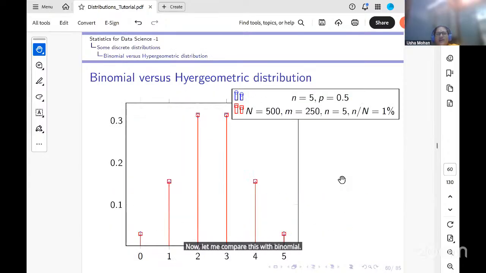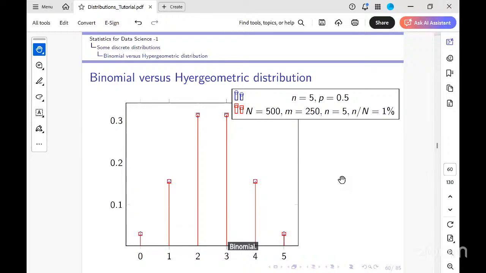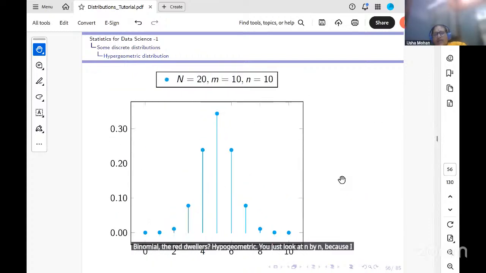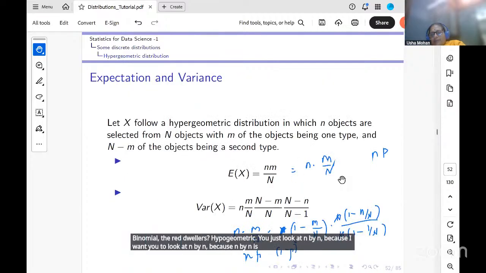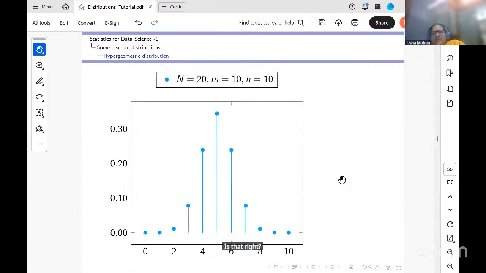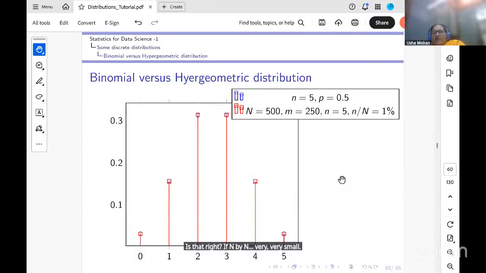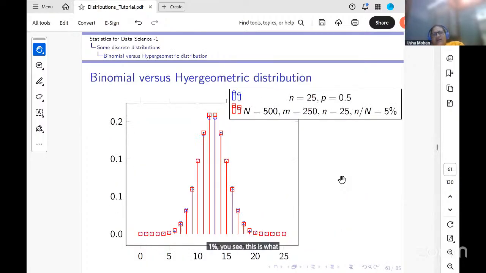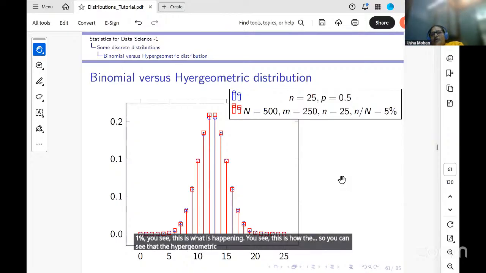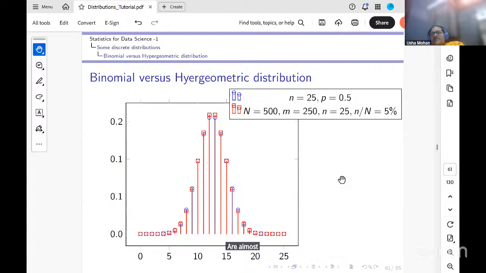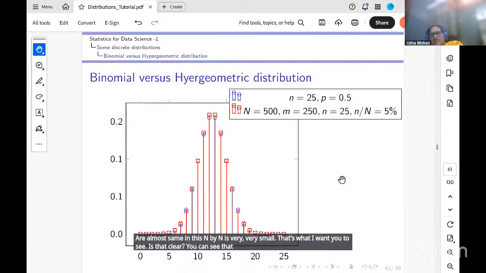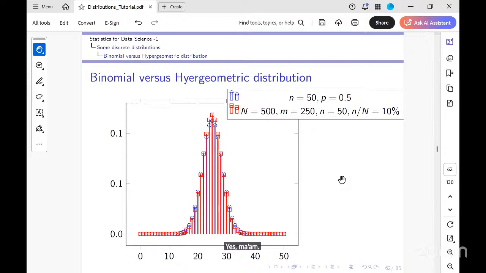For n equal to 5, the blue one is binomial, the red one is hypergeometric. You just look at n by N because n by N is what I have here. If n by N is very, very small, 1%, you can see that the hypergeometric and the binomial are almost the same if this n by N is very, very small. That's what I want you to see. Is that clear? You can see that the distributions are almost the same.